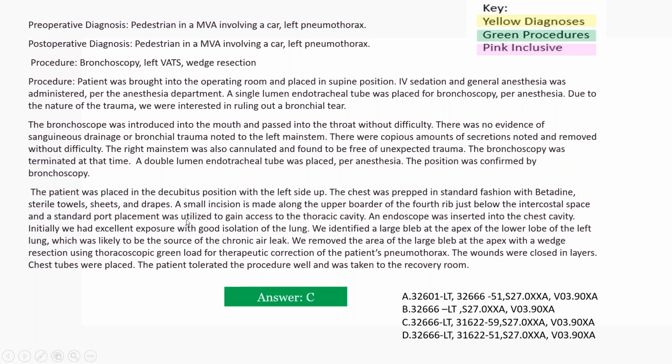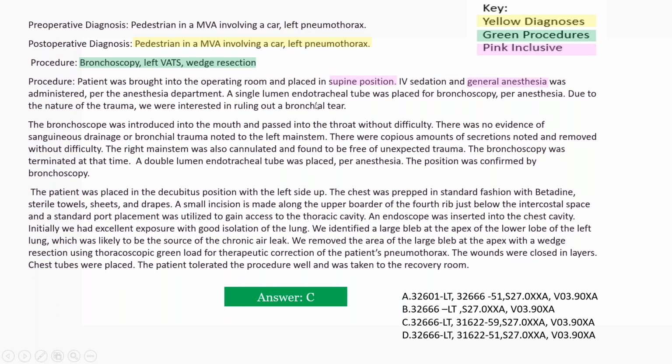So the correct answer to the question is option C. Yes, C is the correct answer. The first step is highlighting keywords. The post-operative and pre-operative diagnoses are the same, and our diagnosis will be pedestrian in a motor vehicle accident involving a car, with a left pneumothorax. Let's see what procedure was performed. It's a bronchoscopy and left VATS, wedge resection.